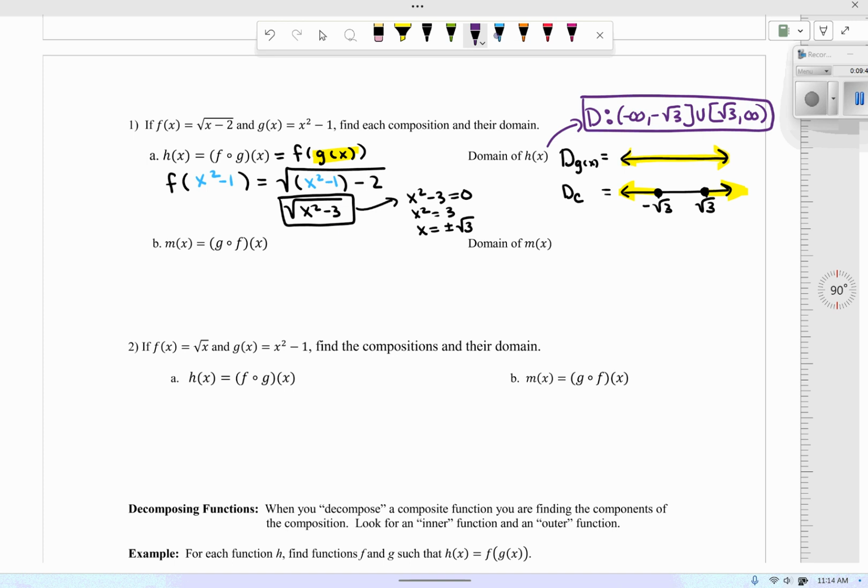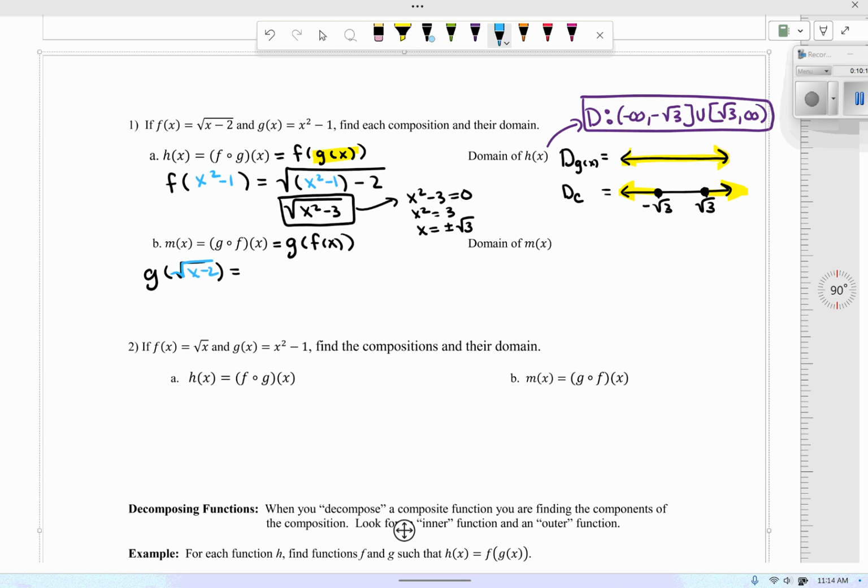Looking at the next one, we're going to do the same thing, except we're switching the order of the composition. We're doing g of f of x and seeing how that changes our answer. So now if I do g of f of x, g is the outside function. And we're plugging in f of x, which is the square root of x minus 2.